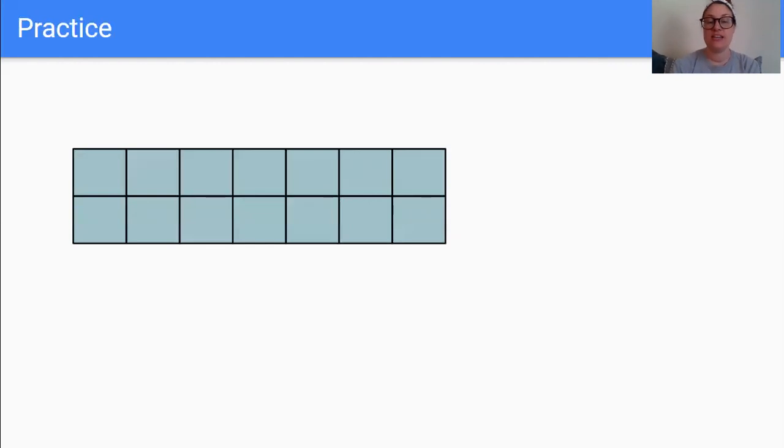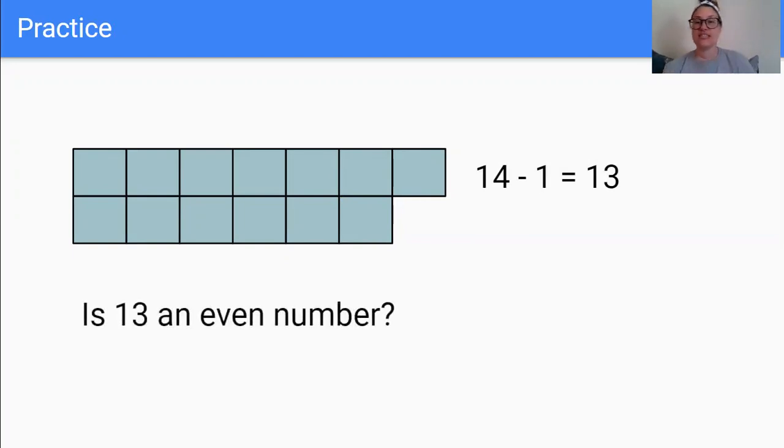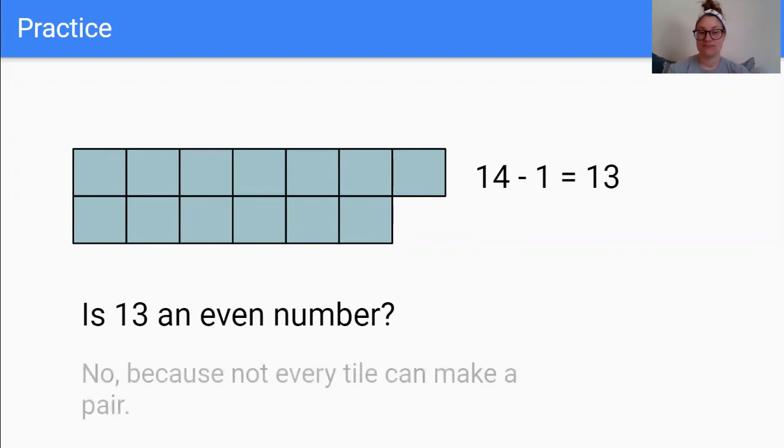So let's practice. Here's an array. It's an even number because each square tile has a pair, has a partner. But what if we take one away? So now we have 2, 4, 6, 8, 10, 12, 13. Okay? So we had 14. We take one away. Now we have 13. Is 13 an even number? No, it's not. Not every tile can make a pair.